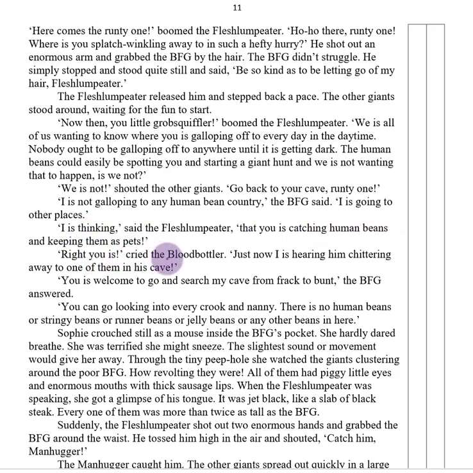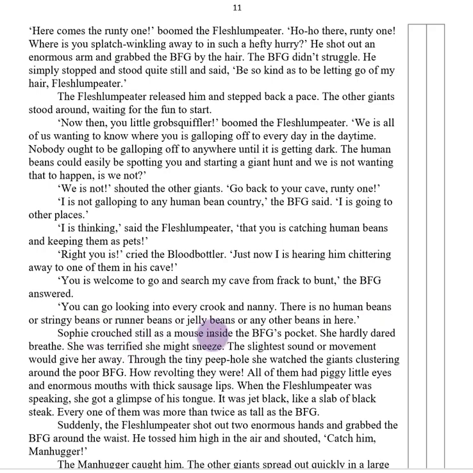"Right you is," cried the blood bottler. "Just now, as I is hearing him chittering away to one of them in his cave." "You is welcome to go and search my cave from frack to bunt," the BFG answered. "You can go looking in every crook and nanny. There is no human beings or stringy beans or runner beans or jelly beans or any other beans in here."